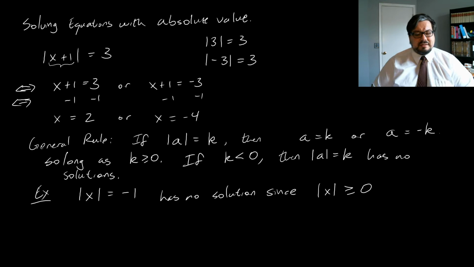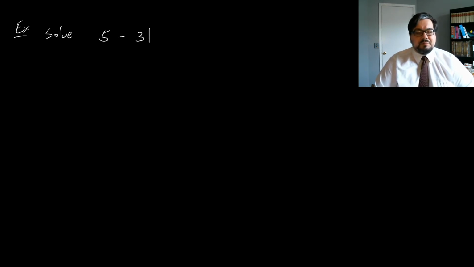So the equation, for instance, like I have down here, absolute value of x equals -1, has no solutions. So let's look at a couple more examples where we use this fact in order to solve equations involving absolute value. So let's solve 5 minus 3 times the absolute value of 1 minus x is equal to 7 plus x.